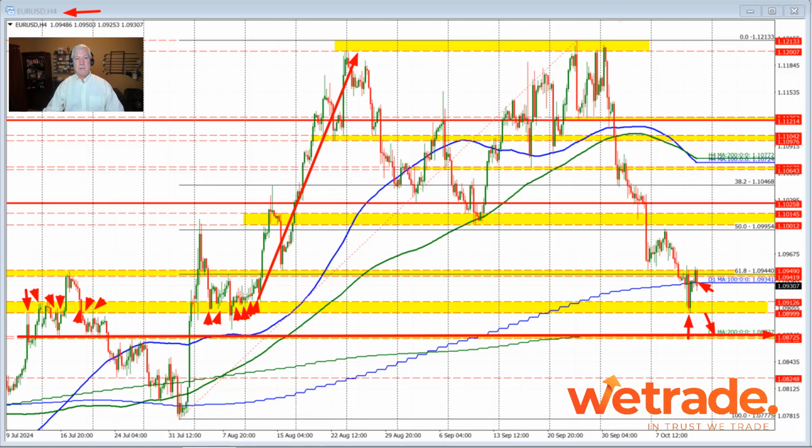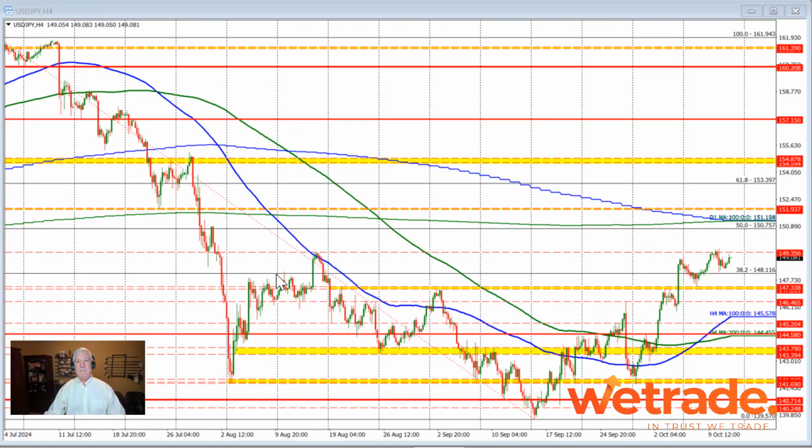Let's take a look at the dollar versus yen next. And again, we'll look at the 4-hour chart.